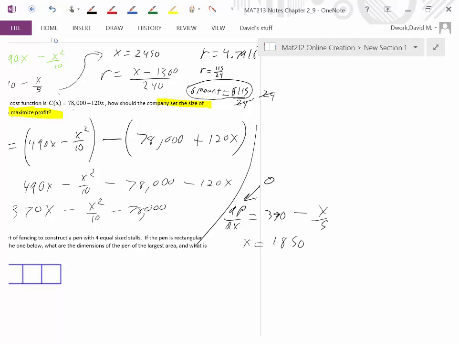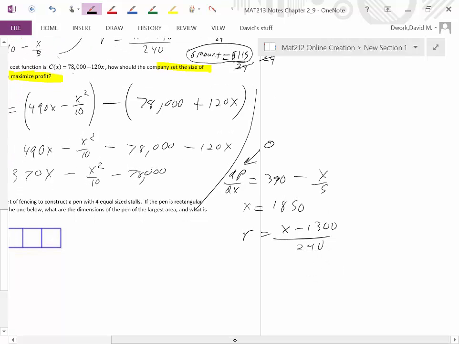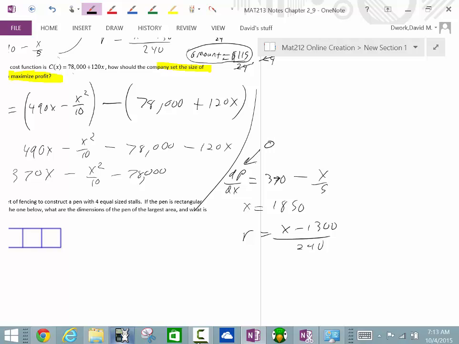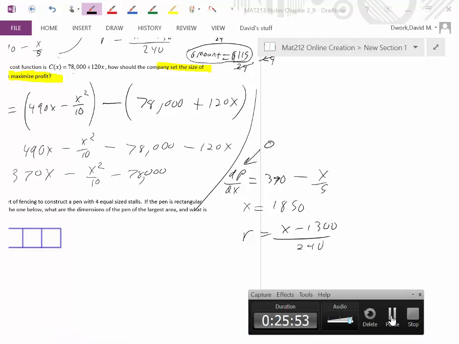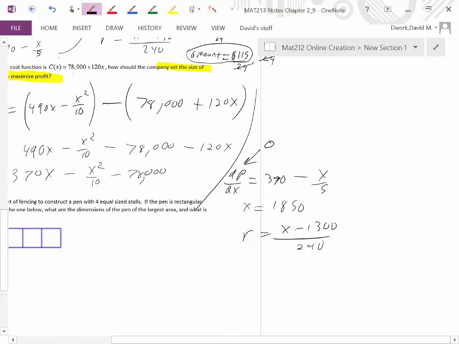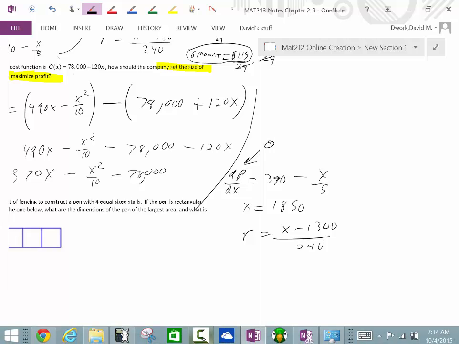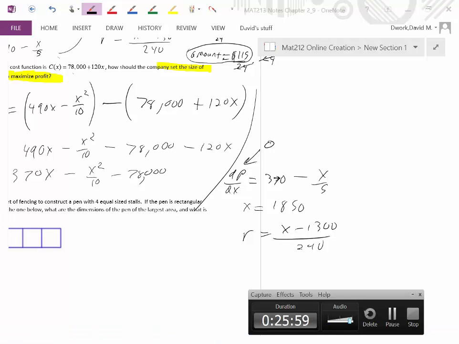And we already have that equation from before. The rebate is equal to x minus 1,300 divided by 240. So that is the number of rebates. Now we're kind of repeating ourselves, so I'm going to go ahead and put that information down for you and see if we get the same answer.